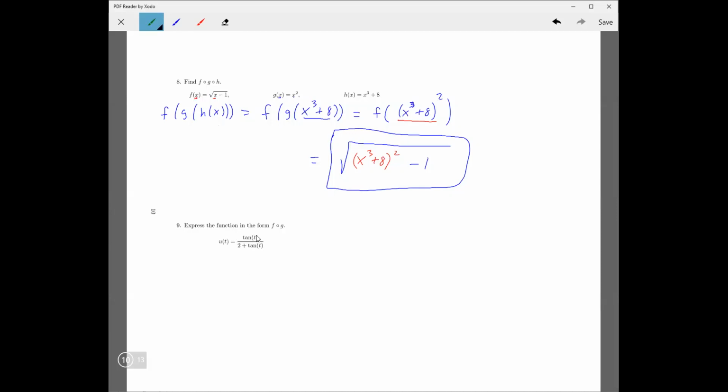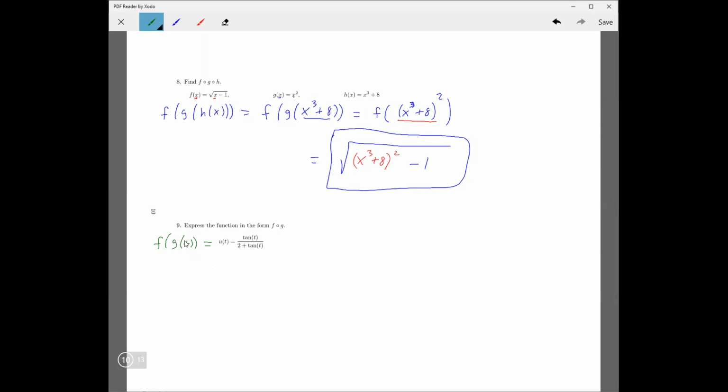Here we have a function u, and we want to find f and g so that that's equal to u of t. Okay, and you can refer to f as the outer function and g as the inner function.